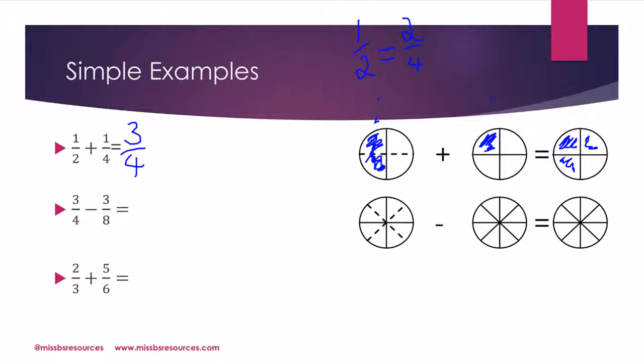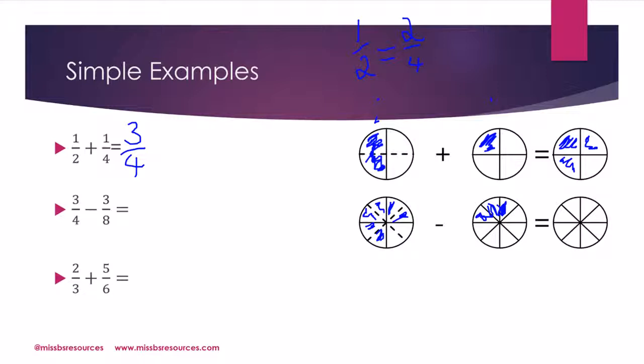Now, we're moving on to the next one. You've got 3 quarters, take away 3/8. So again, I'm going to put this into diagram form. I've got 3 quarters. And I've got 3/8. Again, you'll notice that the dotted lines are in the pictures. This is so we can see how that diagram would separate into eighths.